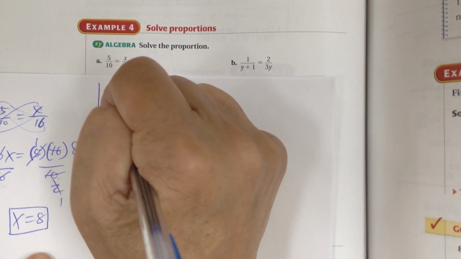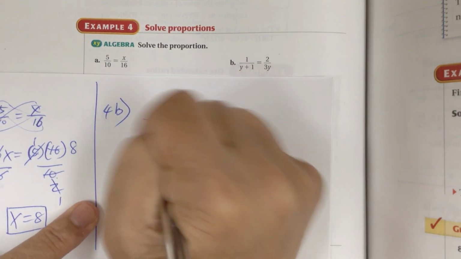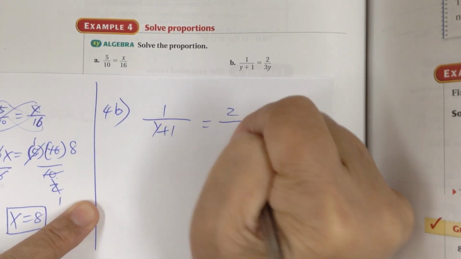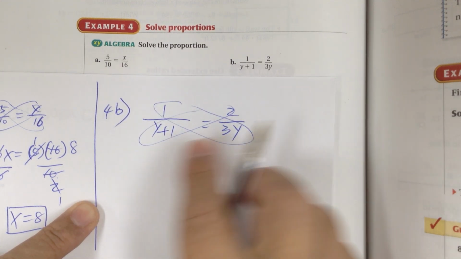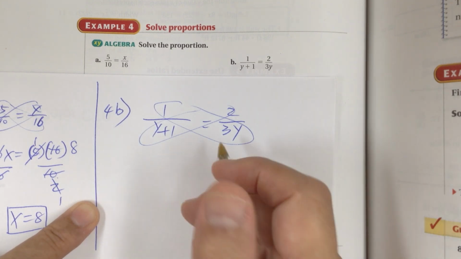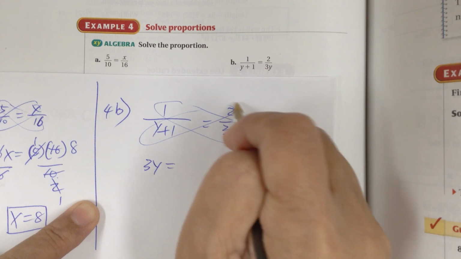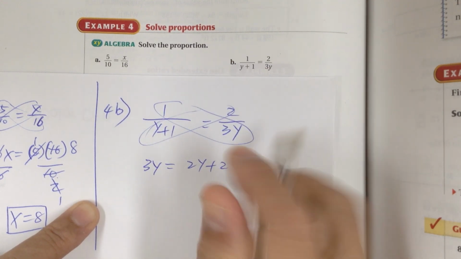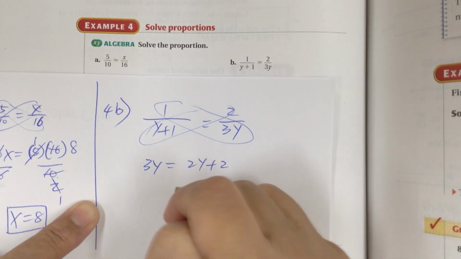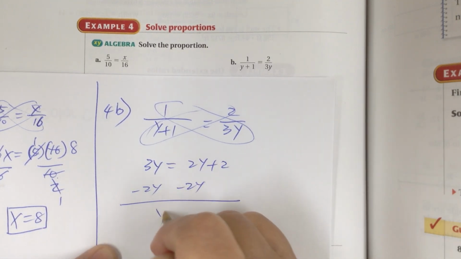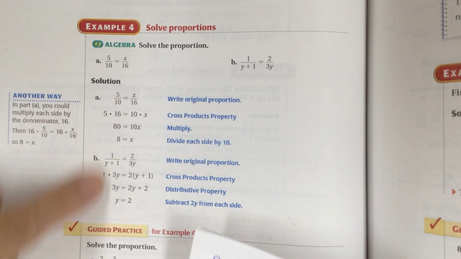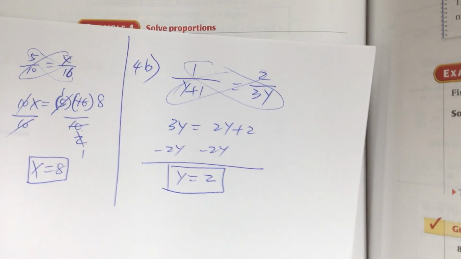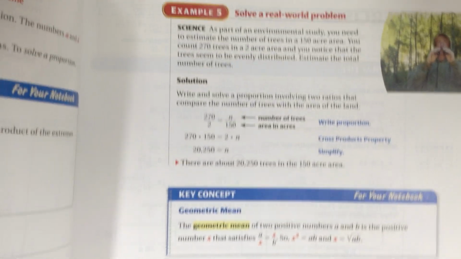Okay, so for b, you have 1 over y plus 1 equal to 2 over 3y. So you can cross multiply. I like to put the higher variable on the left-hand side. That way you don't have to deal with negative numbers. So you're going to get 3y equal to 2y plus 2 when you cross multiply. Make sure you know how to multiply. Then you subtract 2y on both sides. So you get y equal to 2. Okay, so here are the steps, but this is how you do it. Okay, let's go to example 5.